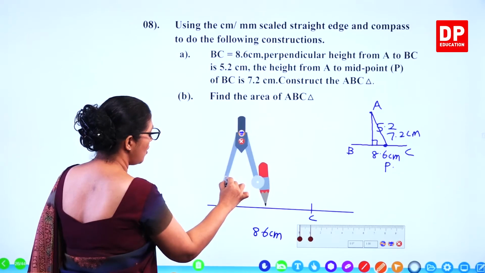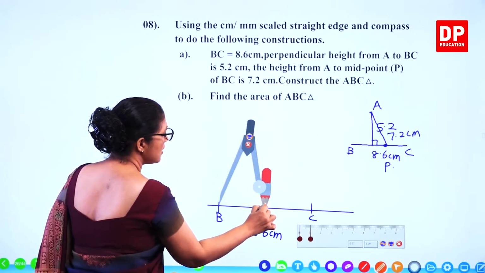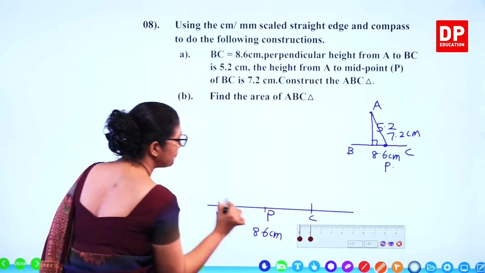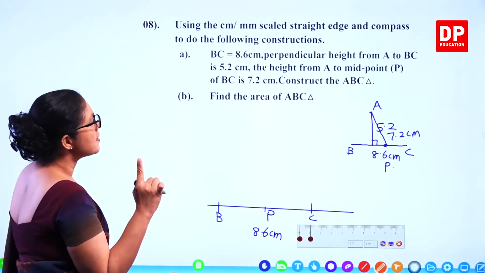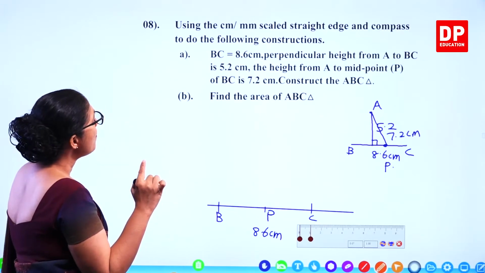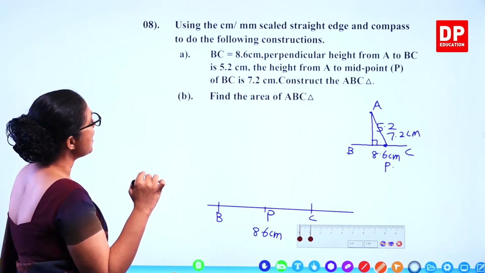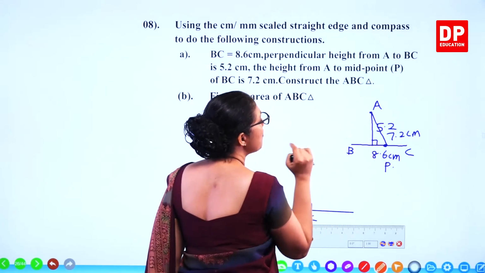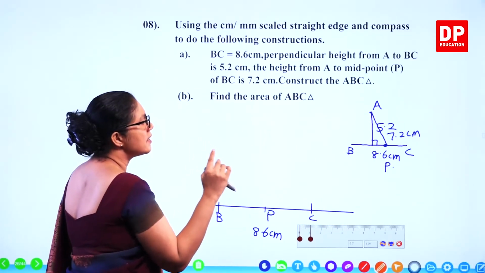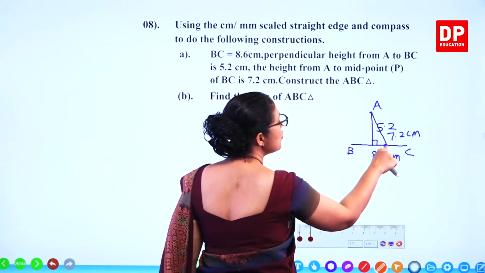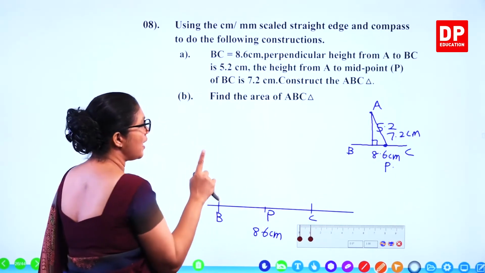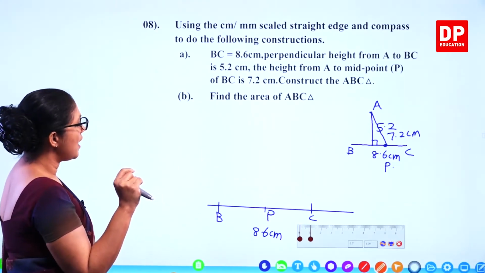From B or C point, you can mark the P point. So that's P. That's the first thing you can do. And now the perpendicular height from A. Perpendicular height is 5.2 and 7.2 is the distance from P to A. So how can we do that?